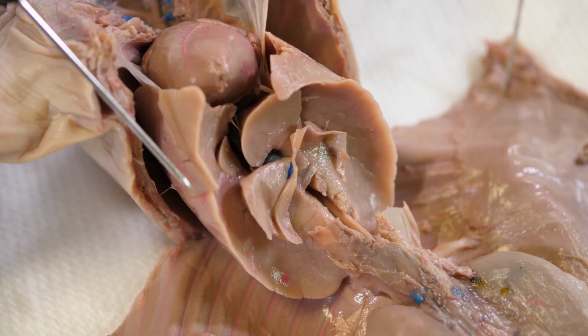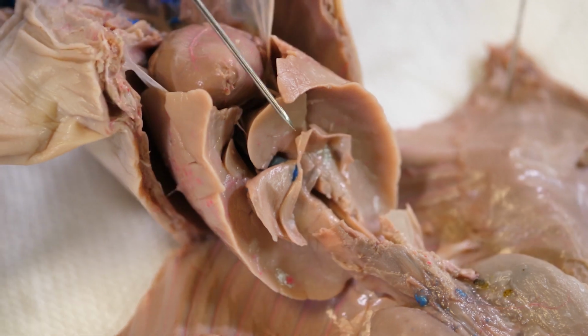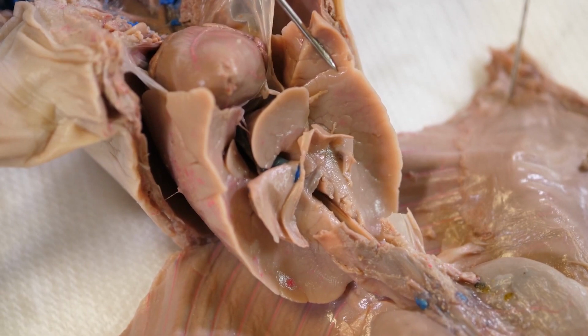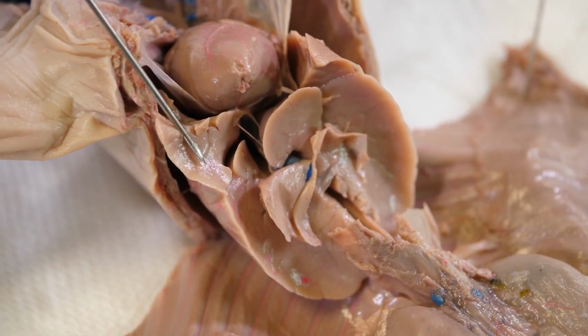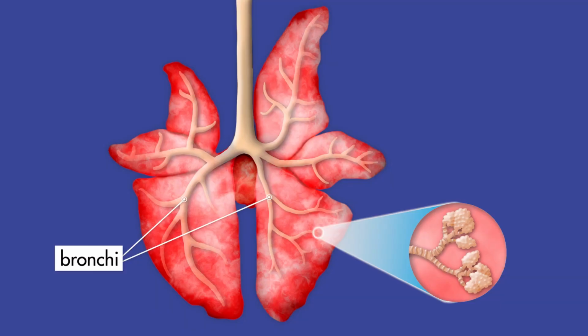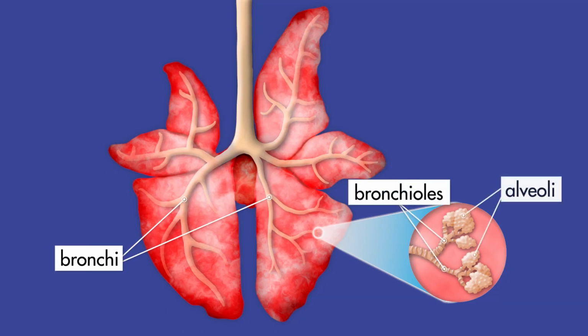Its lungs, which are much flatter than human lungs, are divided into lobes. The left lung has 3 lobes, and the right lung has 4 lobes. Inside the lungs, the bronchi divide into bronchioles, which end in tiny sacs called alveoli. Oxygen and carbon dioxide are exchanged through the walls of the alveoli.